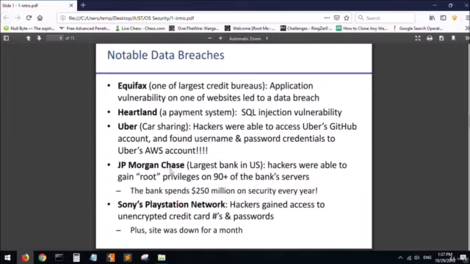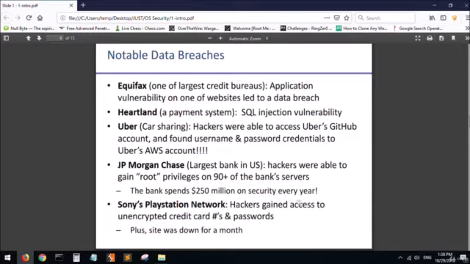JP Morgan Chase, one of the largest banks in the US: hackers were able to gain root privilege on over 90% of the bank's servers. Imagine that. This is one of the largest banks in the US, and the bank spends 250 million on security every year.